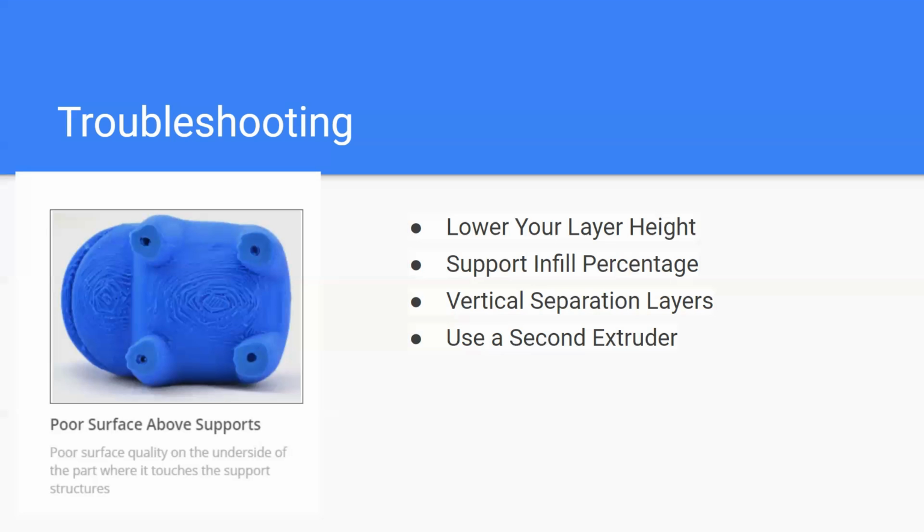So it's not a huge issue there if you want to set your vertical separation to 0. Another cause of this can be the horizontal part offset. So this is another setting. It controls side-to-side distance between your part and the support structures.